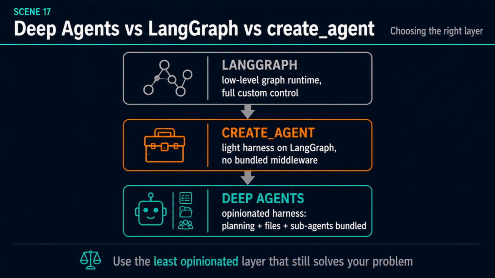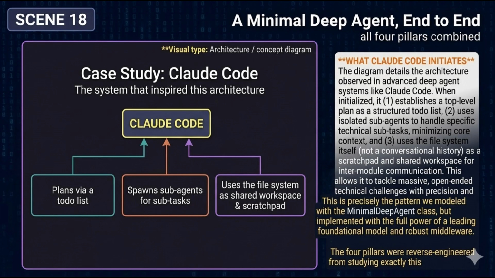The practical guidance genuinely worth internalizing: use the least opinionated layer that still solves your actual problem. A simple, well-scoped single-tool task rarely needs full deep agent machinery. A complex, open-ended, long-running task like autonomous research or substantial code-based work is exactly where these four pillars earn their real, measurable complexity cost. Let's ground this architecture in the system that originally inspired it, Claude Code.